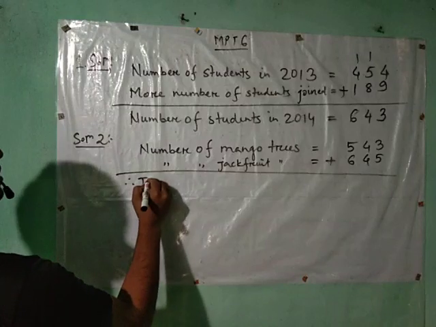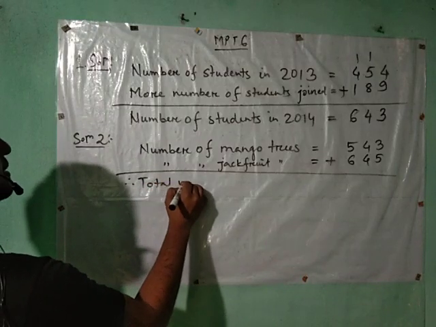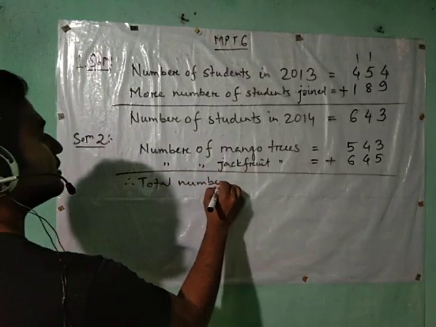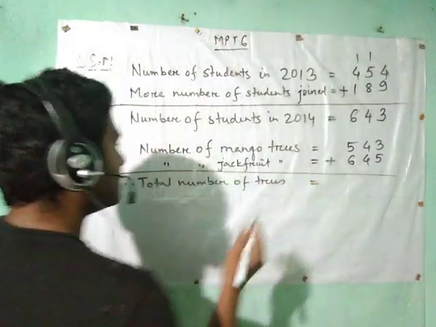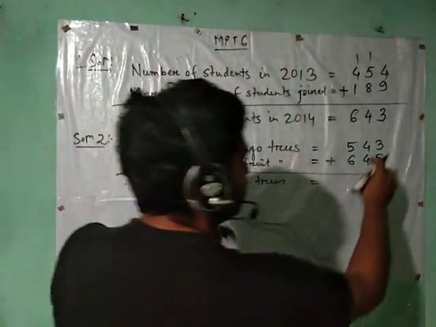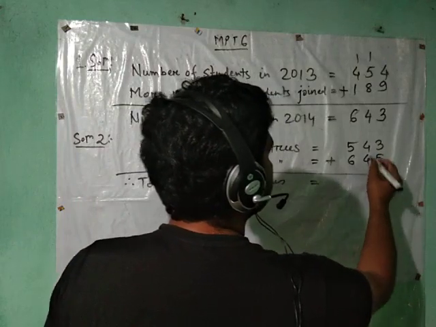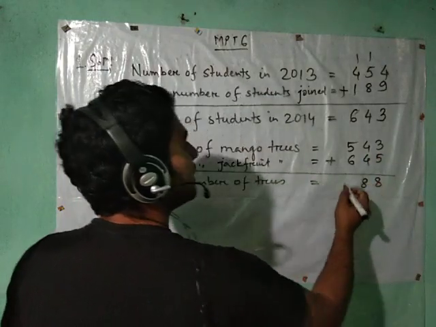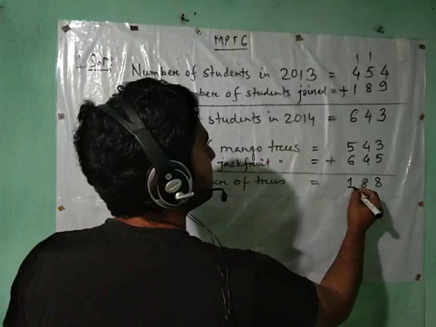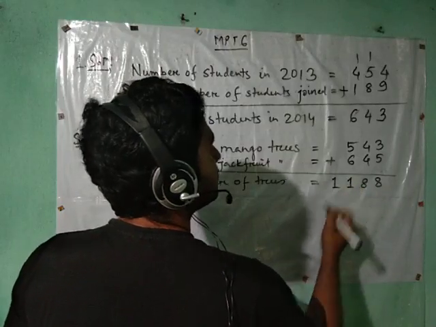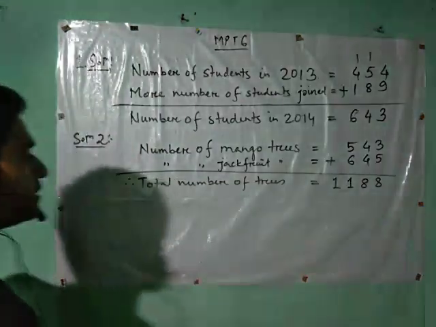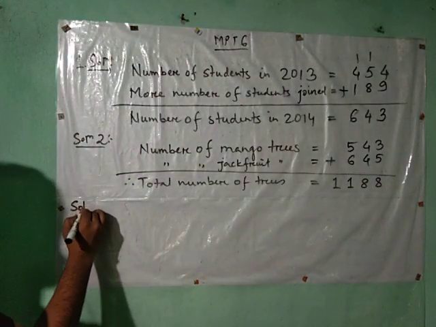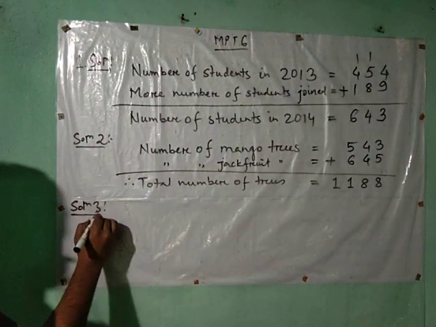Therefore, you write down total number of trees equals. How will you get it? Add them. 3 plus 5, you will get 8. 4 plus 4, you will get 8. 6 plus 5, you will get 11, one will be here and one will be carried over here. So this will be your final answer. I hope you got it. Now come to solution number 3.